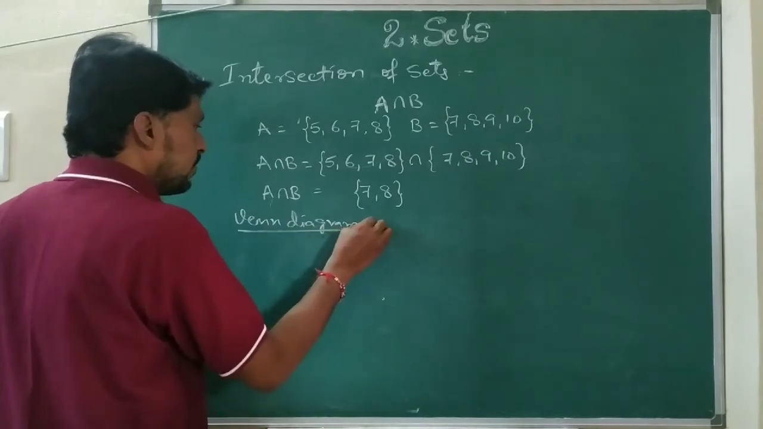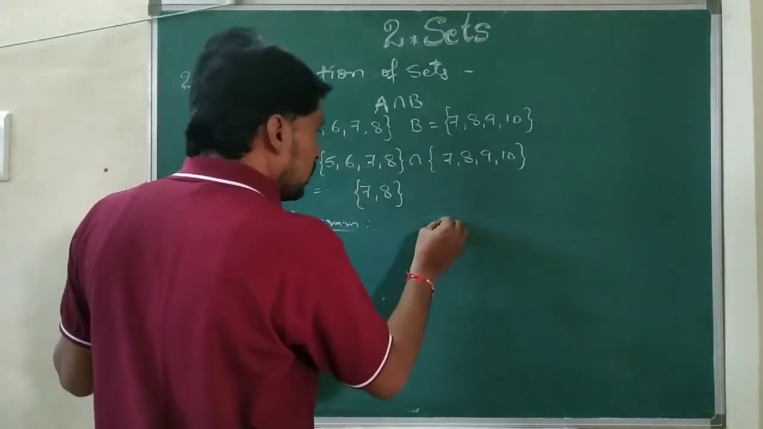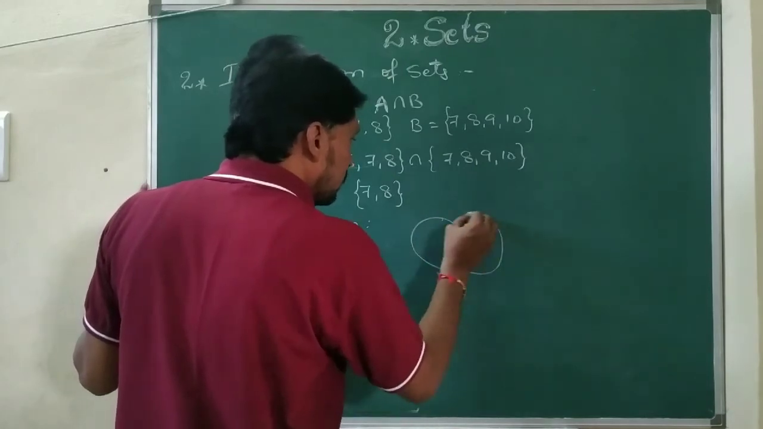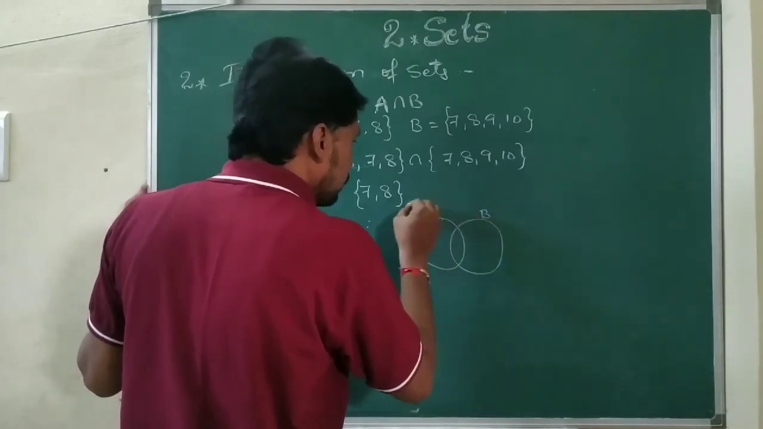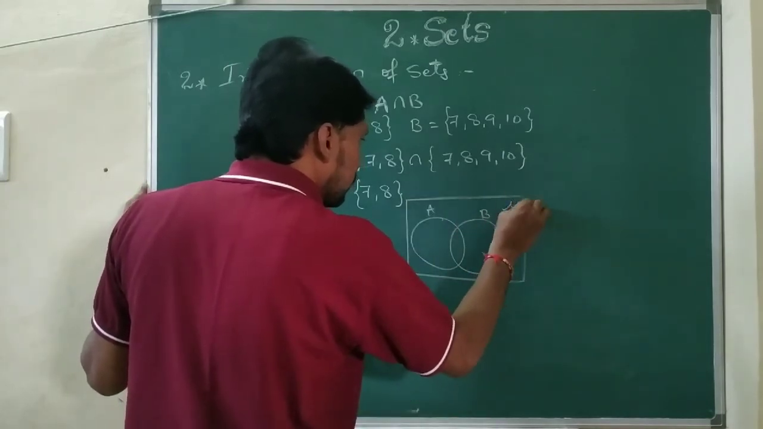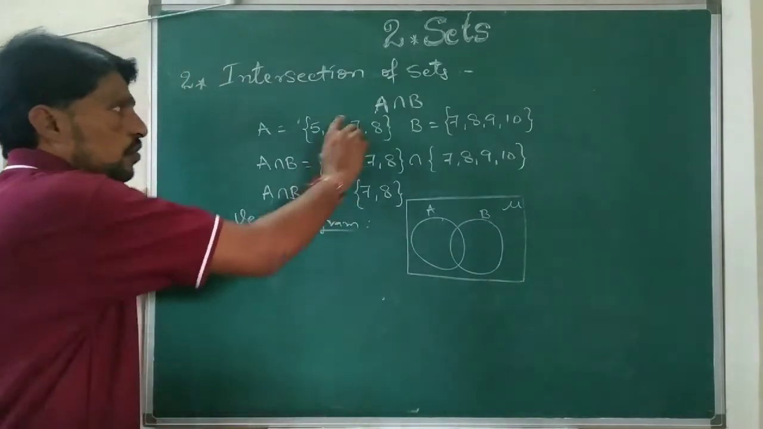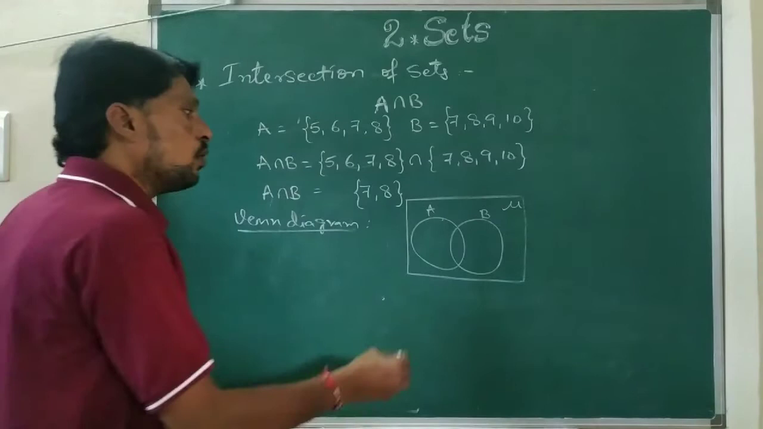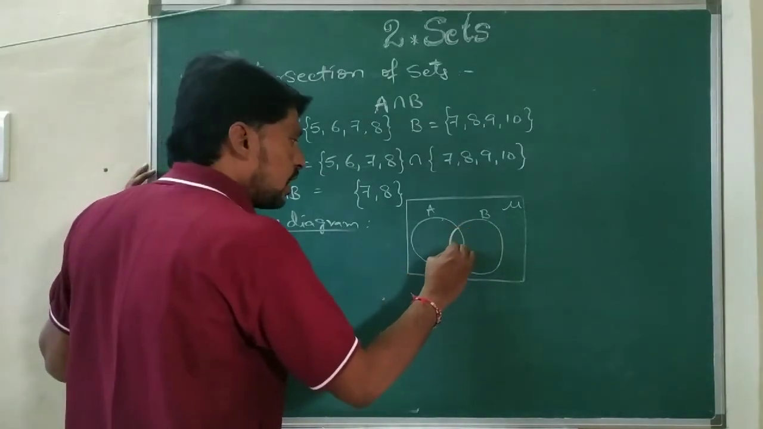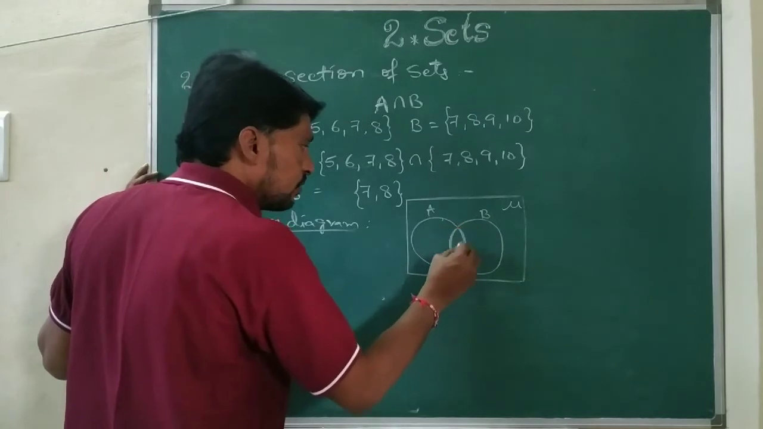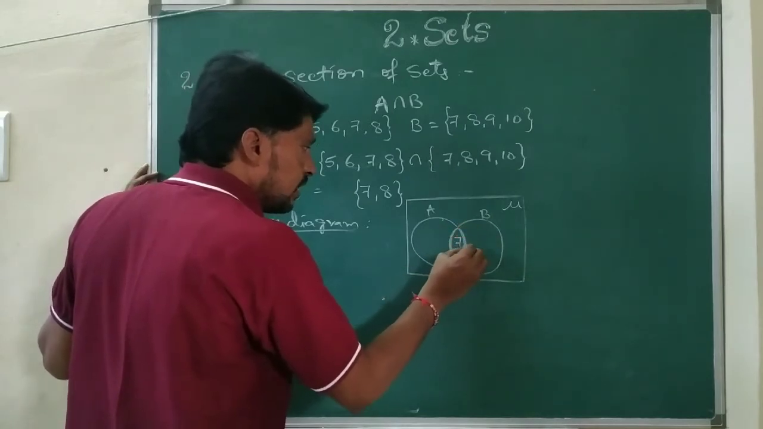How to represent this in a Venn diagram? Here, this is set A, this is set B, and all of this I am taking as the universal set, mu. What are the common elements in set A and set B? Those common elements we need to write in the common region. So this is the common region, and we write 7, 8.